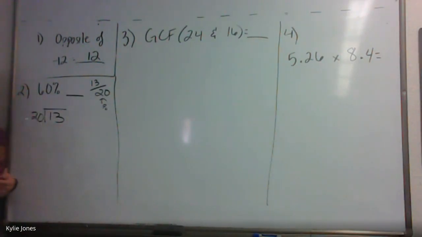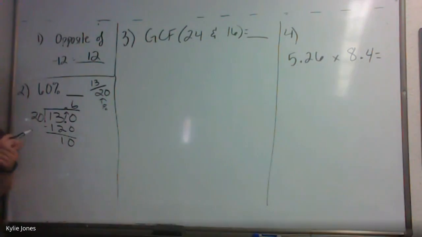Does 20 go into 13? No. Good. So we need to add a decimal and a zero. If I add a decimal here, what do I do? Good. Does 20 go into 130? Yeah. How many times? Six, which is 120. But I'm not completely done.